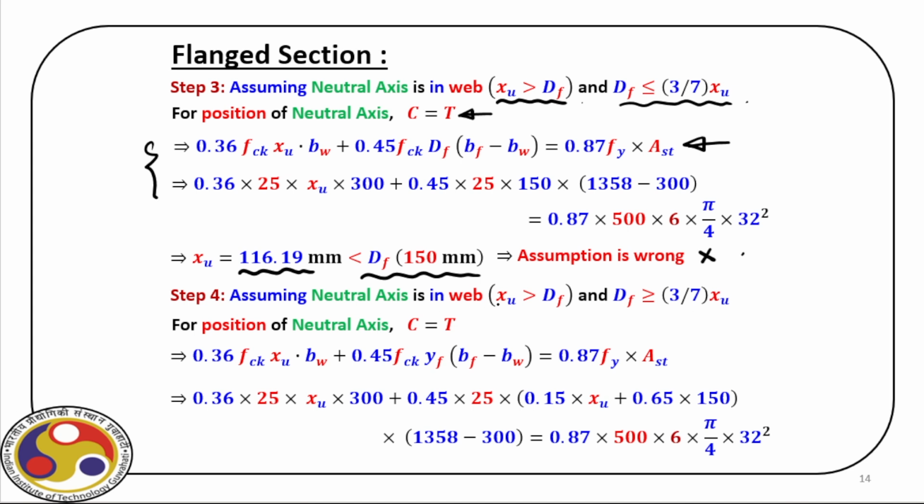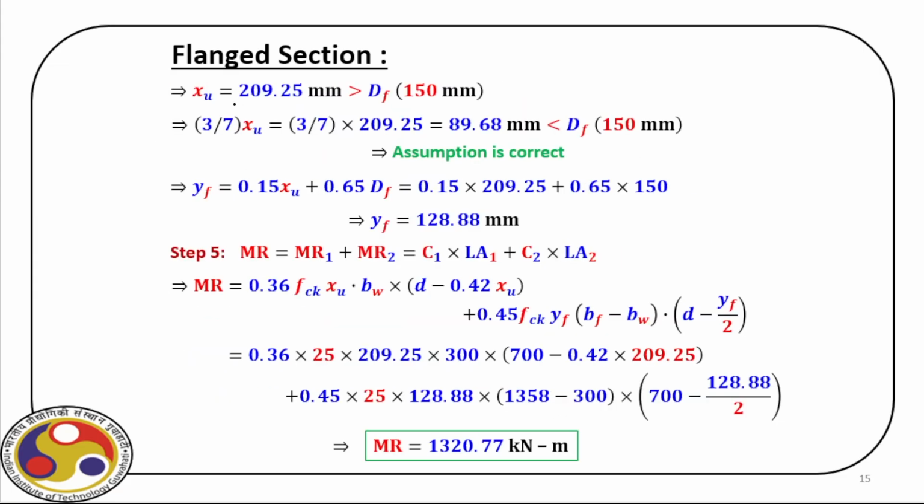Then we modify our assumption: XU is greater than DF and DF is also greater than 3/7 XU. We repeat the same exercise. We balance C with T and then we use these two expressions. And then finally, we evaluate XU, which is 209.25. And this is more than DF, right? And we also find 3/7 XU, which is 89.68 millimeter, which is less than DF. So this assumption is correct.